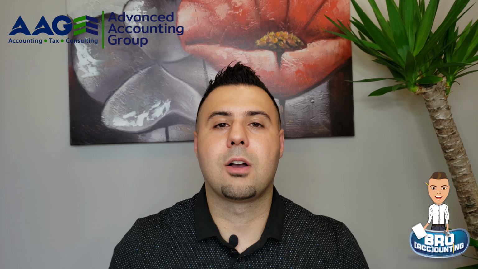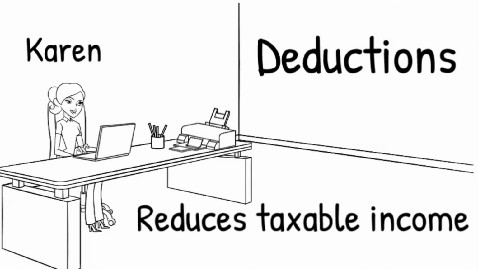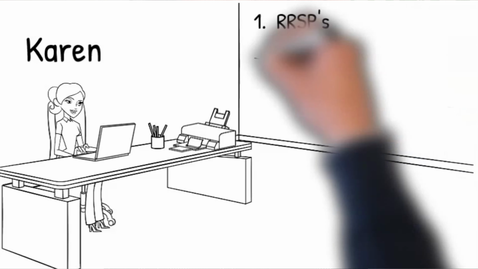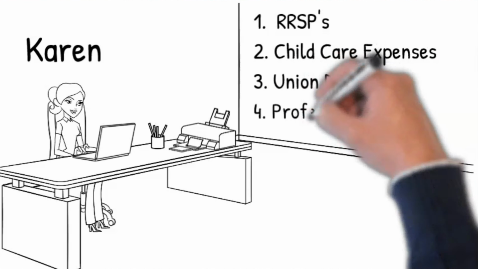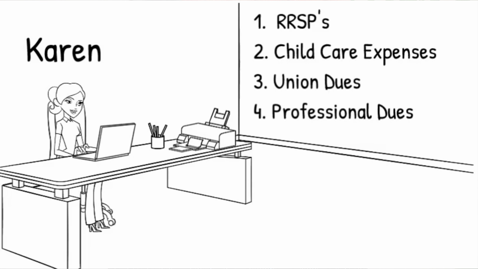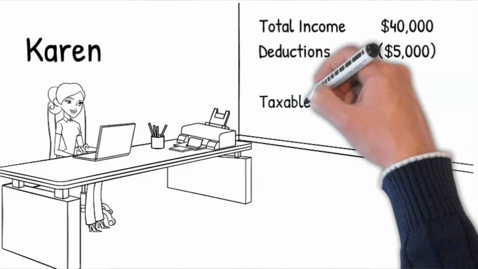She can use these things called deductions to minimize her taxable income. Some examples of deductions are RSPs, childcare expenses, union dues, professional dues. So in our example, let's say Karen has $5,000 of deductions to bring her taxable income from $40,000 to $35,000.